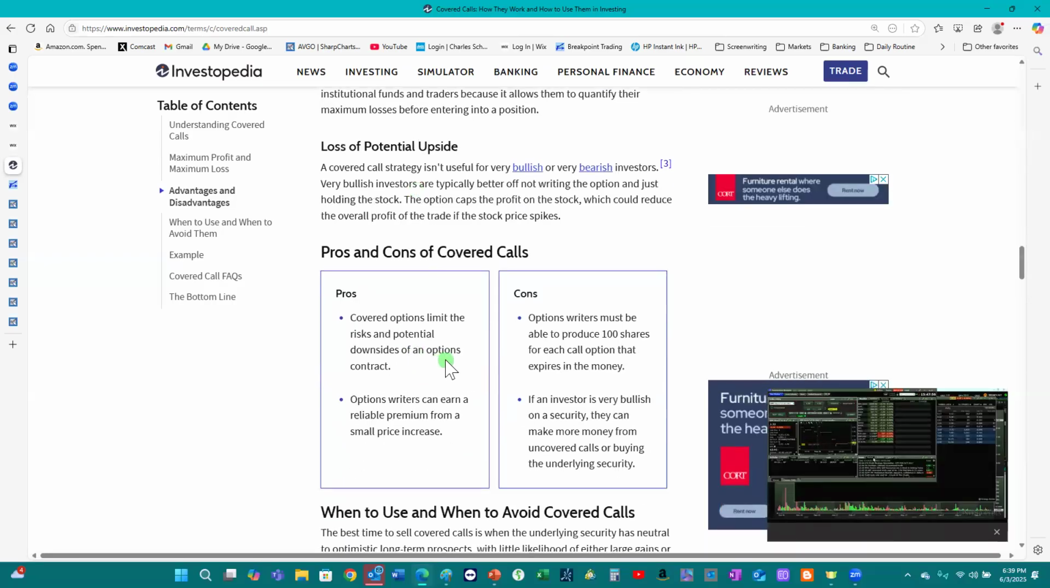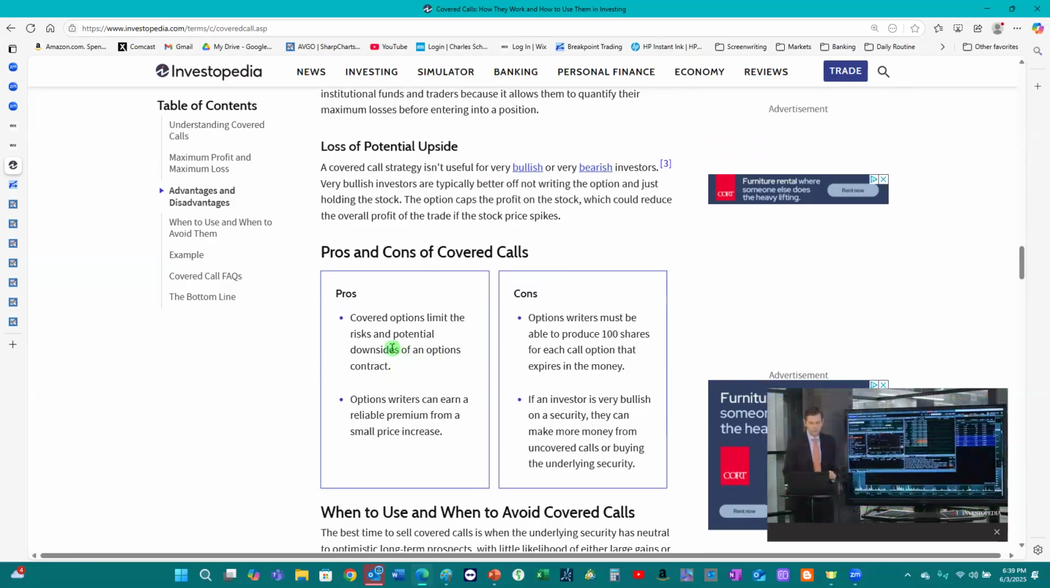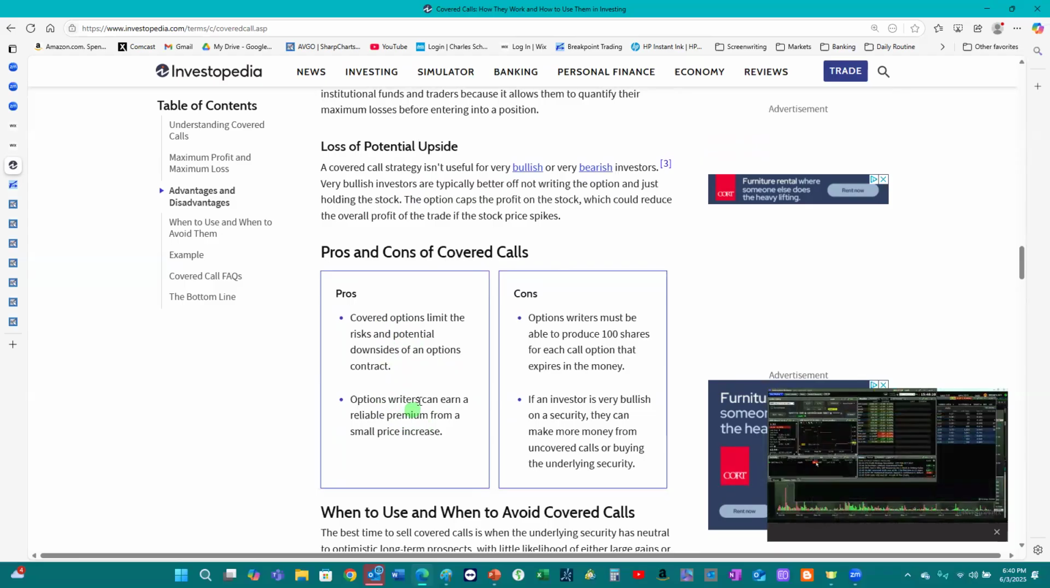Pros and cons. Covered options limit the risks and potential downsides of an options contract. That's true. In fact, covered calls at one time were the only option strategy allowed in IRAs. There's more now allowed. But at one time, covered calls was the only one that was allowed because it's pretty safe. Options writers, meaning the seller, can earn a reliable premium from a small price increase. The cons: options writers must be able to produce 100 shares for each call option. So you have to own at least 100 shares in order to sell a call.